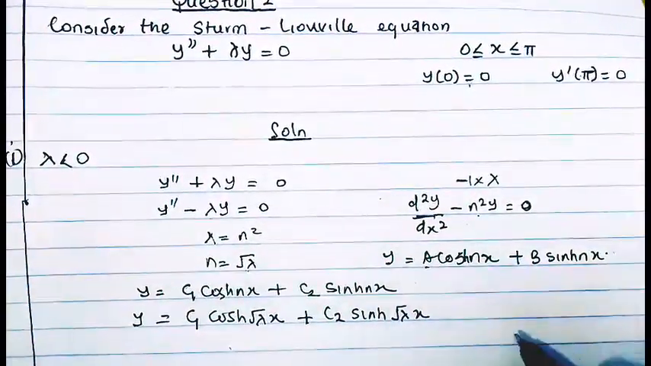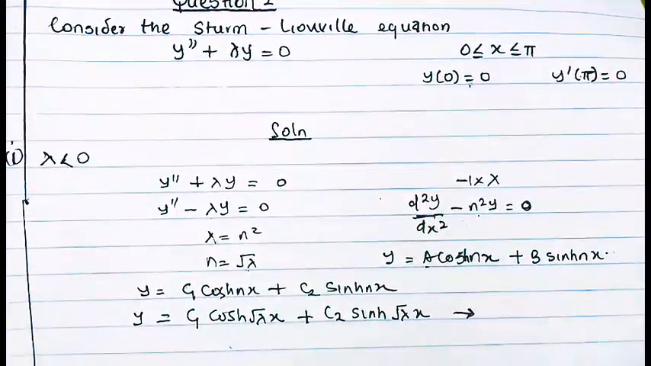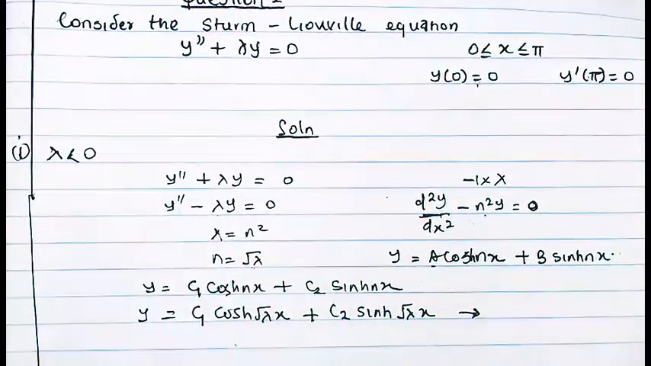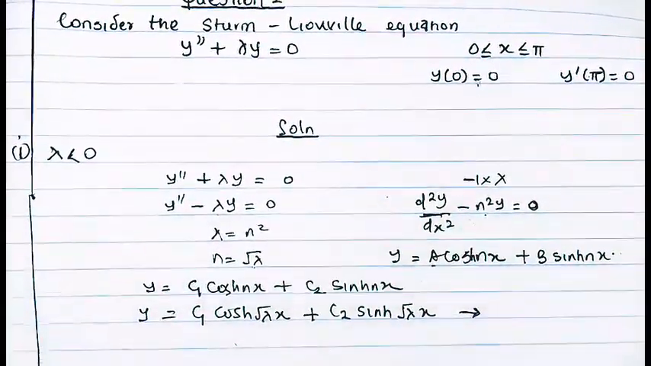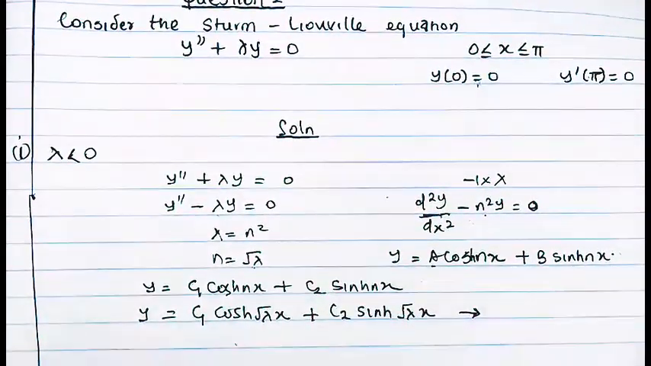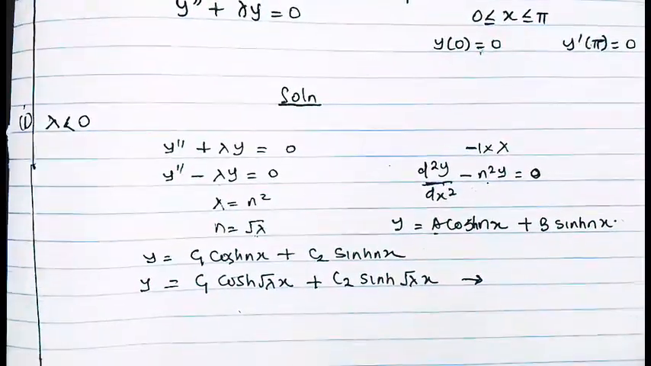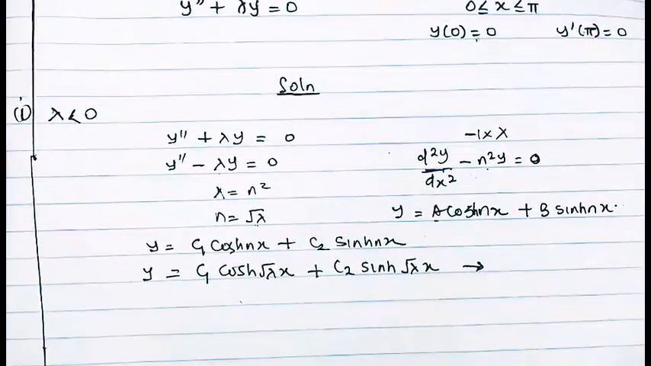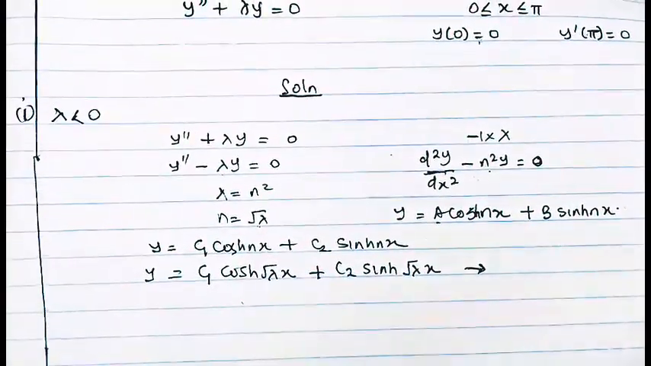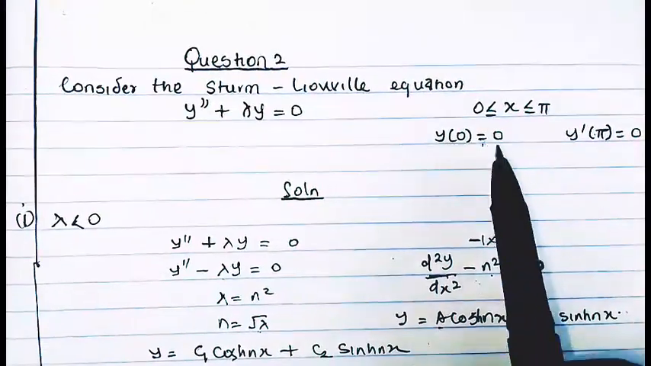Like I said, this is the solution to my Sturm equation. But we are not done yet. We are going to be looking for the values of lambda that will not give us a trivial solution. Remember, a trivial solution is when y is equal to 0. So now let's check if this gives us a trivial solution. How do we check? We use our boundary condition, which we're given to be this.